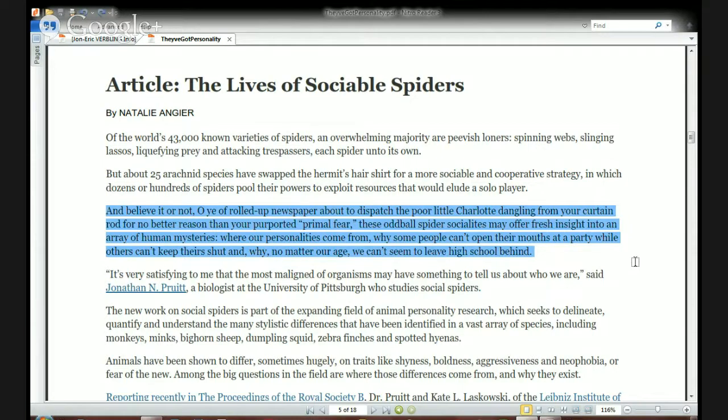Okay. O ye of rolled up newspaper about to dispatch the poor little Charlotte dangling from your curtain rod, for no better reason than your purported primal fear. These oddball spiders, socialites, may offer fresh insight into an array of human mysteries: where our personalities come from, why some people can't open their mouths at a party while others can't keep their shit, and why, no matter our age, we can't seem to leave high school behind.